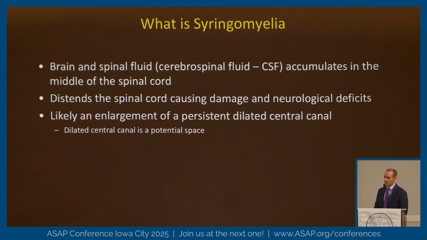Okay, it's not a cyst, in fact. But maybe that's the best way to describe it to everyone as a patient. But that's not. It's really just a fluid-filled cavity within the spinal cord. Oftentimes, again, it's that dilated central canal that enlarges, especially in the case of Chiari malformation, and it's for all different causes. The spinal cord is distended, and this can cause damage and neurological deficits, like I mentioned before.